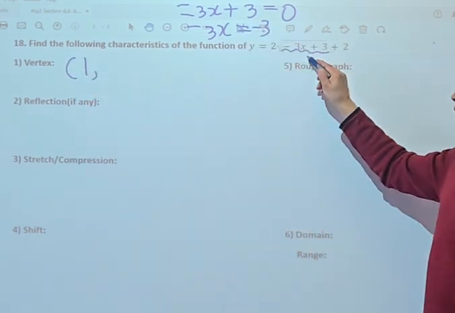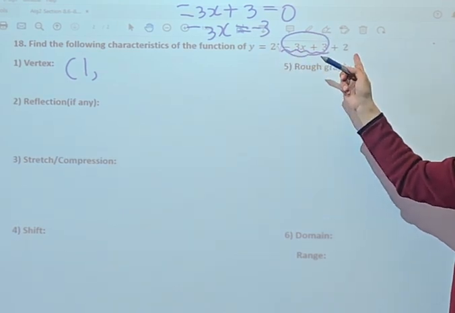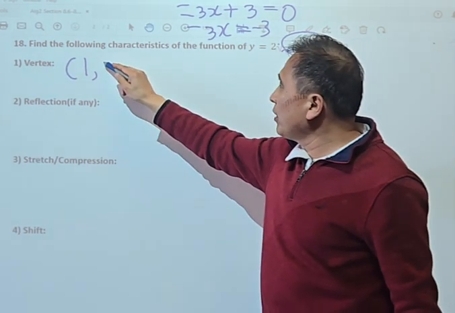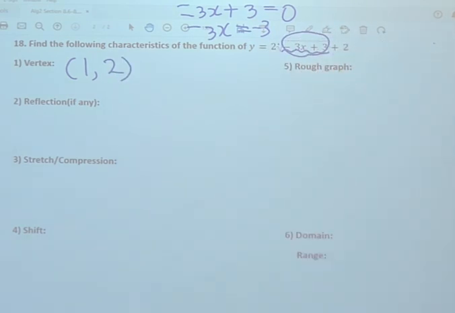When x equals 1, that makes the inside 0. Square root of 0 is 0, 0 times 2 is 0, plus 2 is 2. So (1, 2) is the vertex. Everybody understand that? (1, 2) is the vertex.